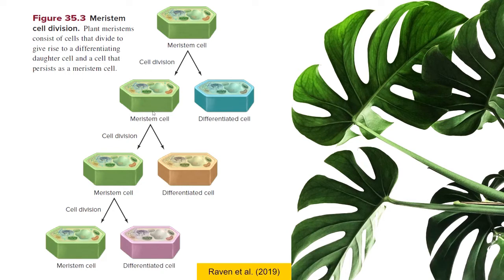So for every cell division, out of the two daughter cells, one will continue and become a meristematic cell. Only the other one will become a differentiated cell. So for every cell division, half of the population will persist as meristem cells.